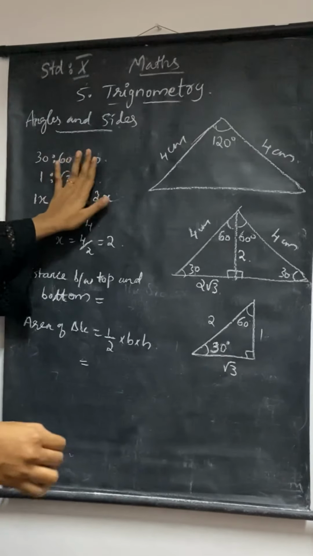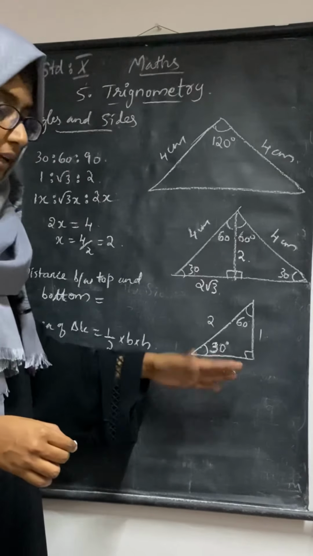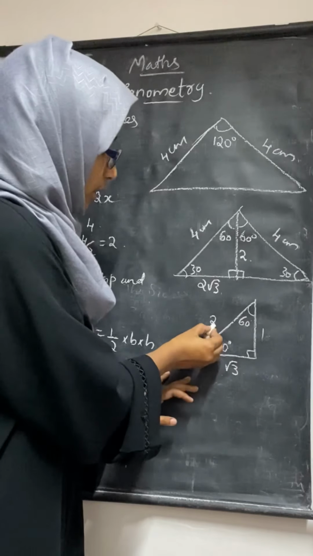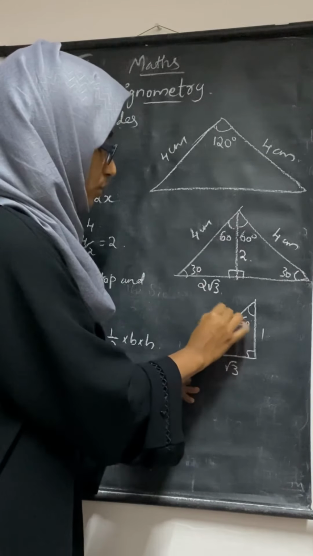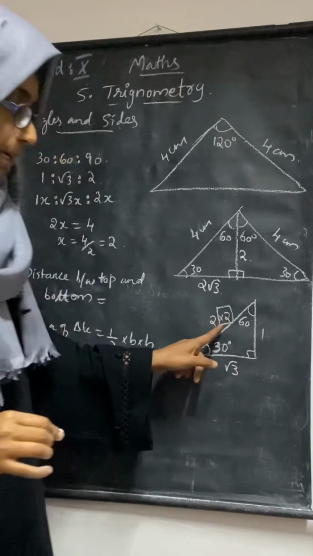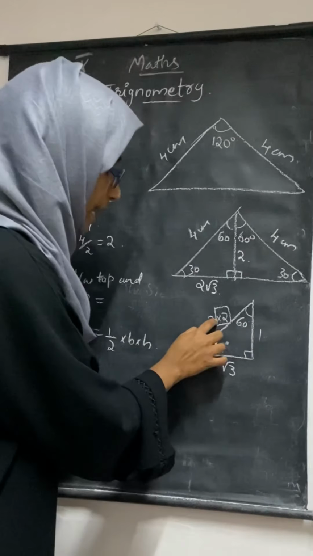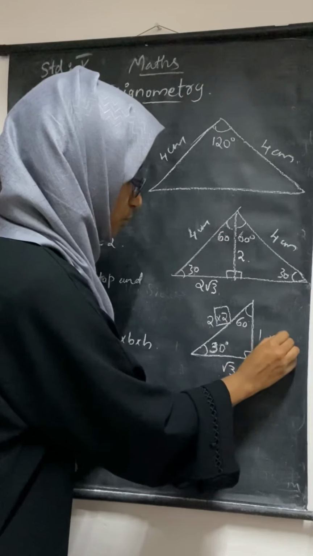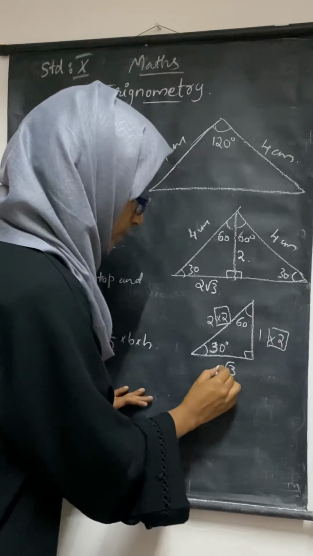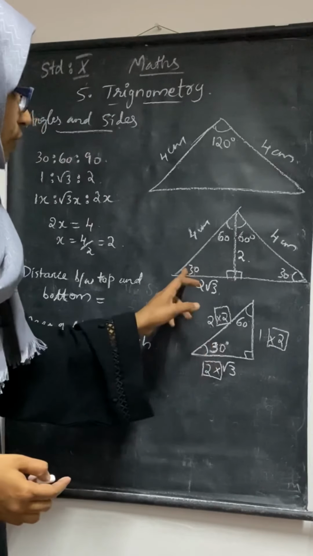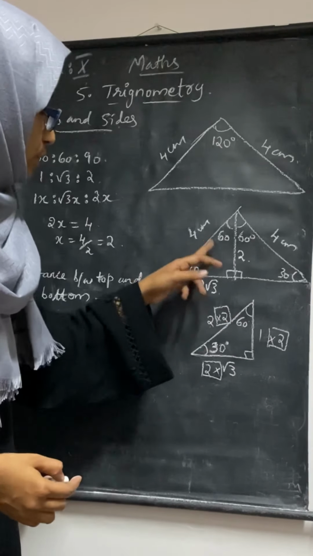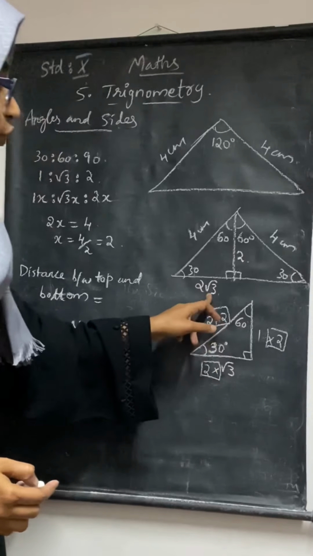If you don't want this one, you can just directly think and do. From the 2, how did you get 4? That is 2 into 2. 2 is the extra thing you multiplied here. So the same I have to do here, into 2. This is the extra thing you are doing. So opposite of 30 you will get 2 and opposite of 60 you will get 2 root 3. So this is the way.